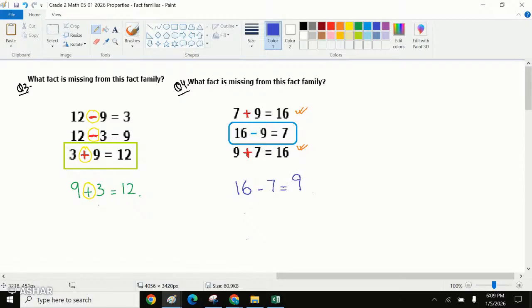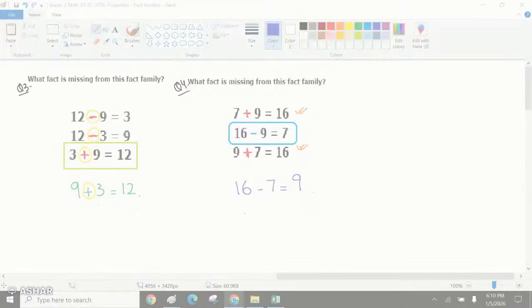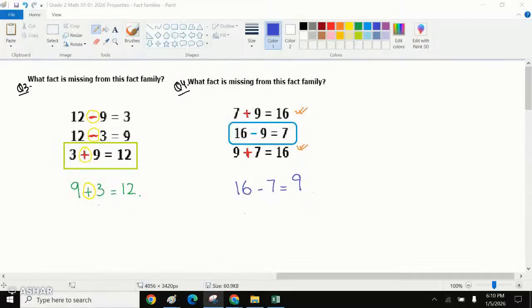Thank you for your answer. Okay. And 16 minus 7 would be equals to 9. This is our missing statement from the fact family. So in this topic, what we are looking at is all the 4 possibilities that we can have. For any given question, we are looking at all the possibilities that are there. Usually 3 possibilities will be given and we would need to find the missing possibility.